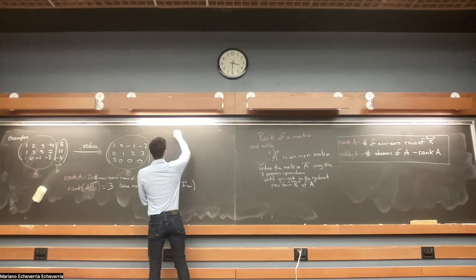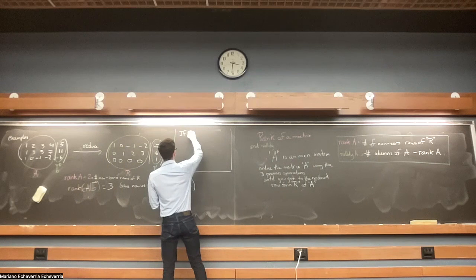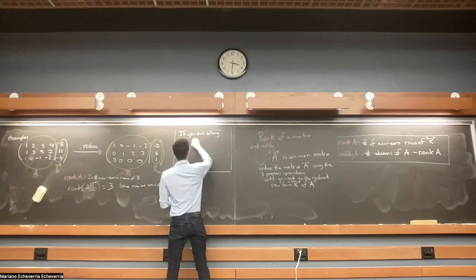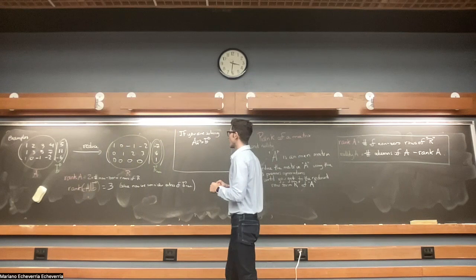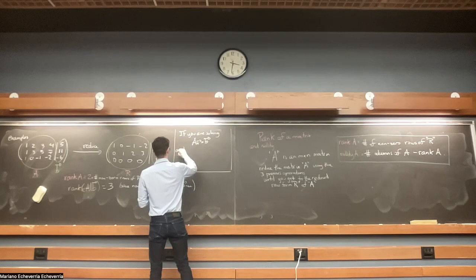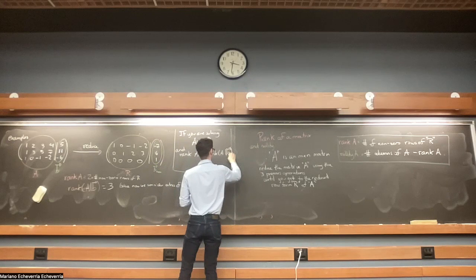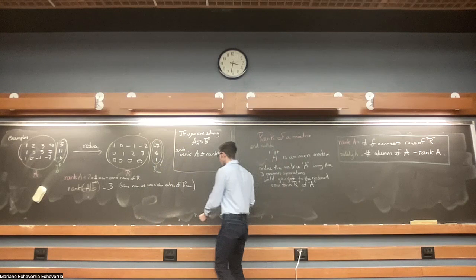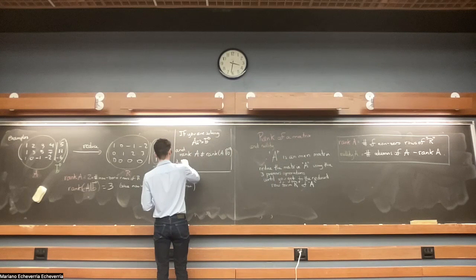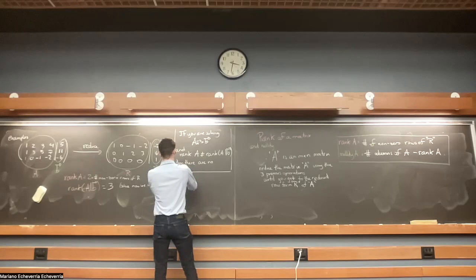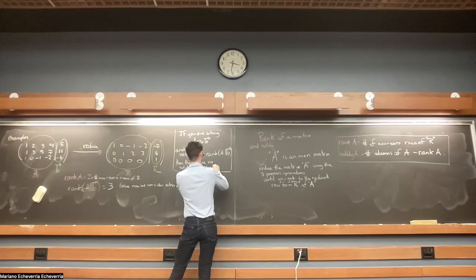If you're solving AX equals B, and the rank of A is different from the rank of the augmented matrix, then there's no solutions to this system. So in terms of this rank thing, that's one way to describe the lack of solution. That makes sense.